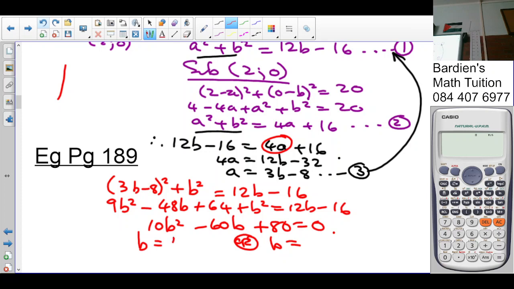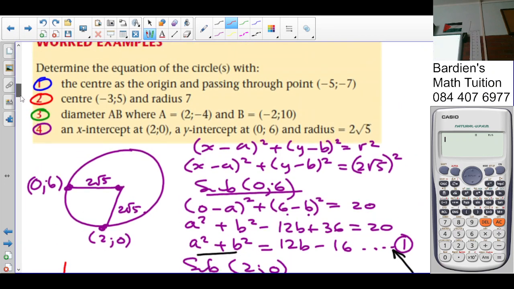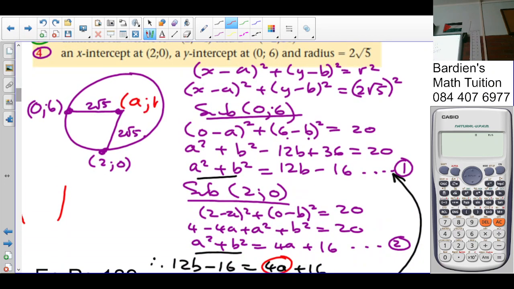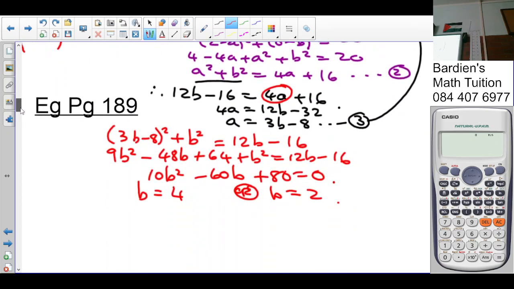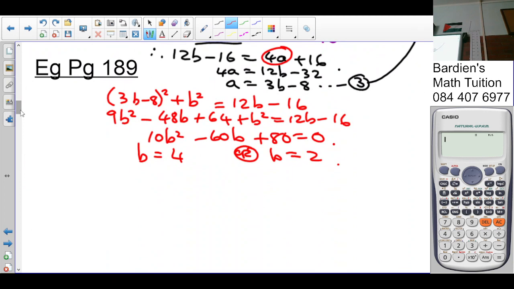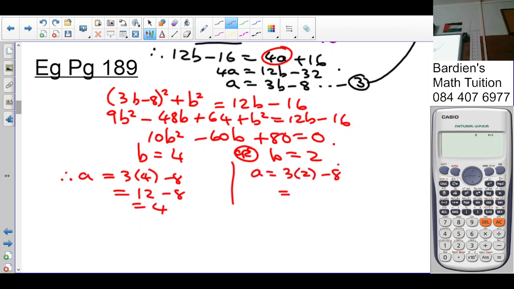So b is going to be 4 and 2. So that's the values for b. B can be any of those two values. But how do we solve for a? Wherever b is, I put a 4. So 3 times 4 minus 8. 3 times 4 is 12, and 12 minus 8 is 4. On the other hand, a is equal to 3 times 2 minus 8, which is 6 minus 8, which is negative 2.